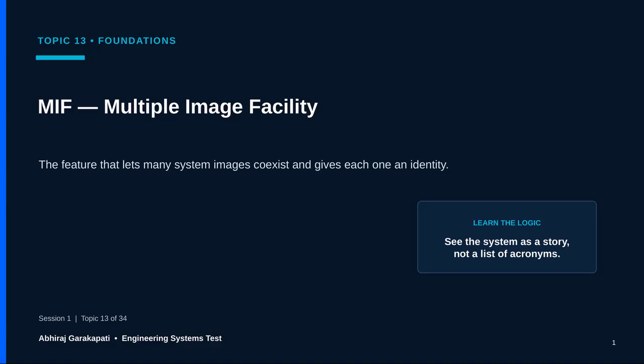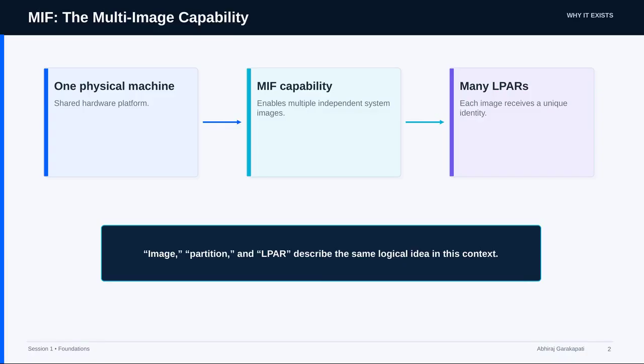a numeric identity. This topic is the bridge between the human idea of a named LPAR and the machine's need for a precise address. The term multiple image facility makes more sense when we unpack the word image. In this context, an image is an older term for a system image, meaning an independently running operating system environment. Today people commonly say partition or LPAR. MAF is the hardware capability that allows multiple such images to exist on the same machine.